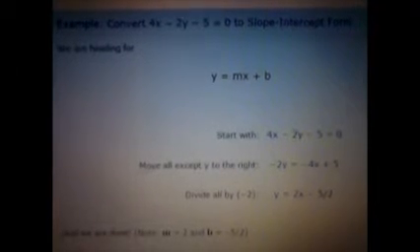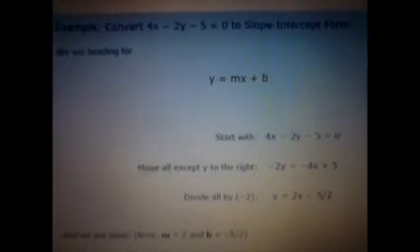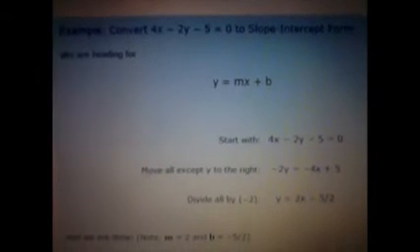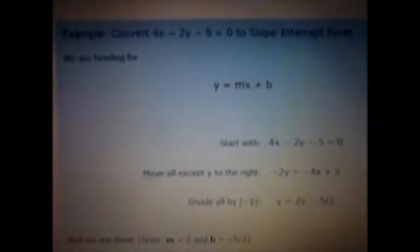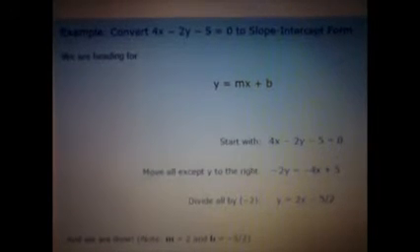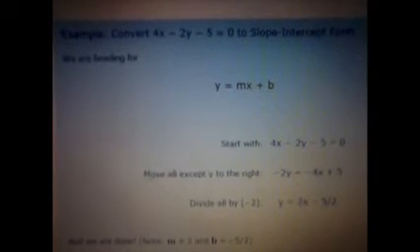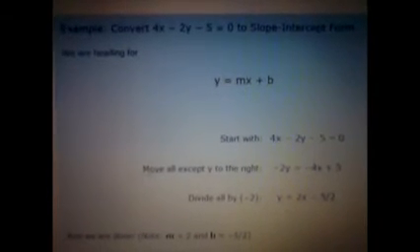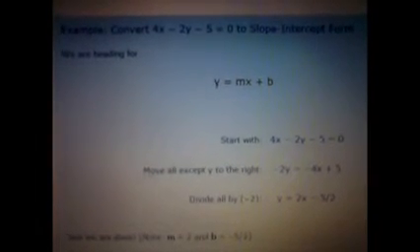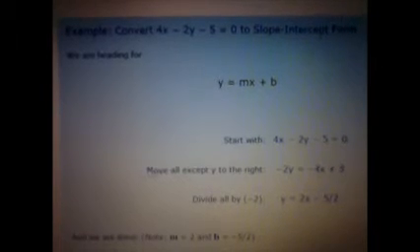You can also convert a given equation into y is equal to mx plus b. For example, the given is 4x minus 2y minus 5 is equal to 0. Move all except y to the right, so it will become negative 2y is equal to negative 4x plus 5. Divide all by negative 2, so it will be y is equal to 2x minus 5 over 2.